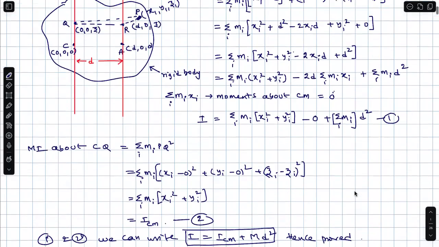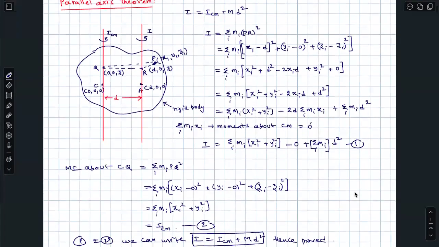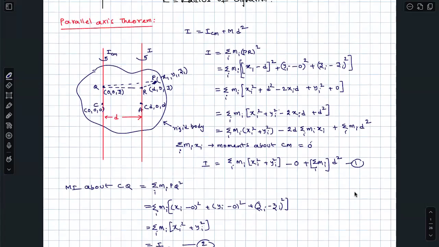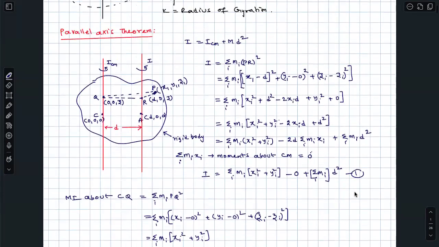This is the expression for parallel axis theorem. See, you don't require derivation actually. You need to remember this. But someday you will question me how you got this. That is the reason why I have derived this thoroughly.